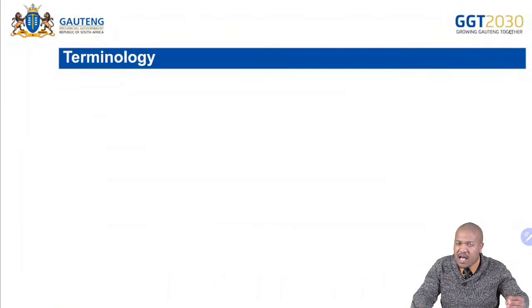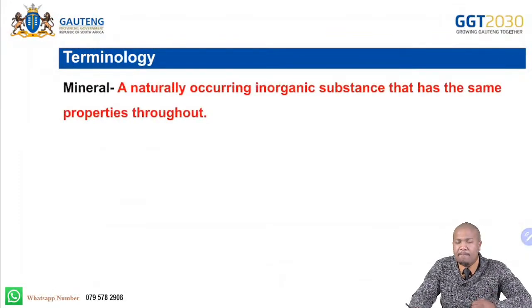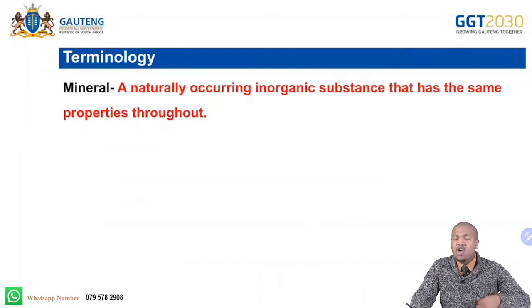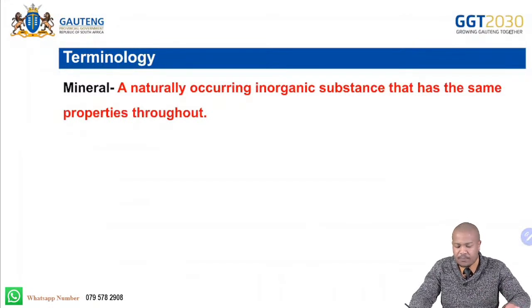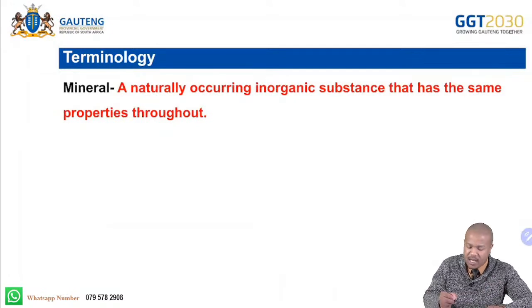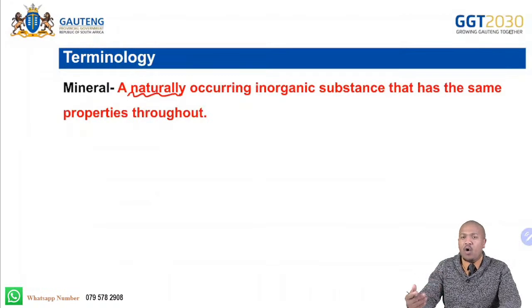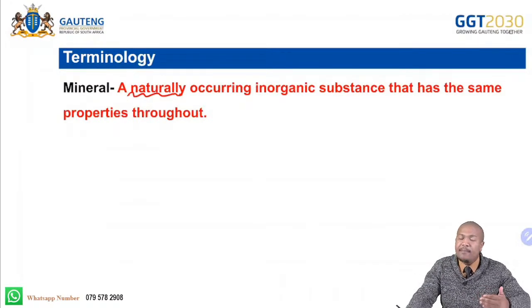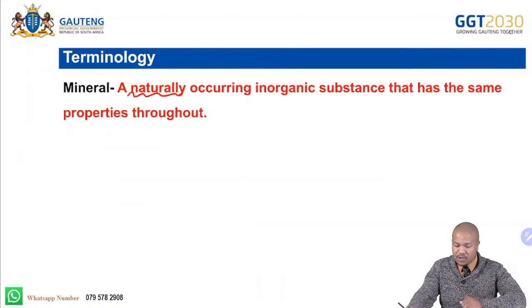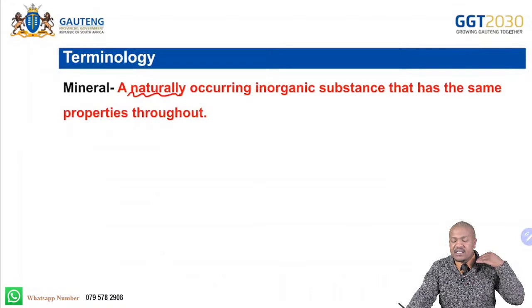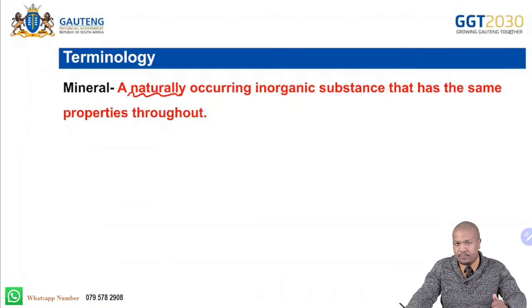Now let's continue with our lesson, starting off by highlighting the important terms that you're going to come across. So the first term that we have there is mineral. So what is a mineral now? Because we're talking of the mining of mineral resources. A mineral is a naturally occurring inorganic substance that has the same properties throughout.